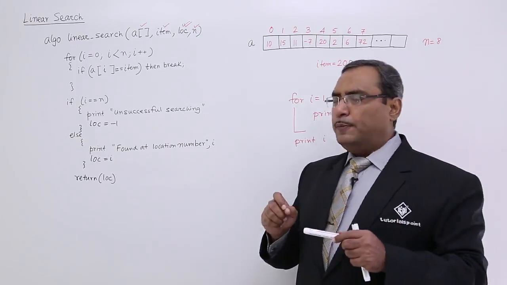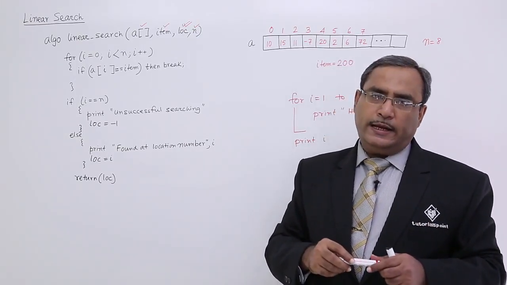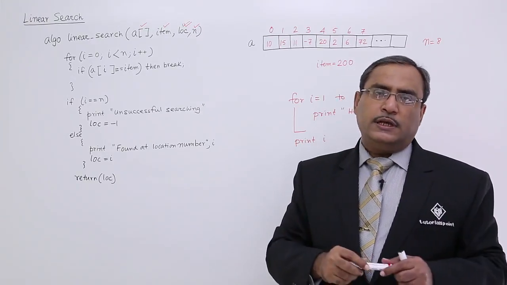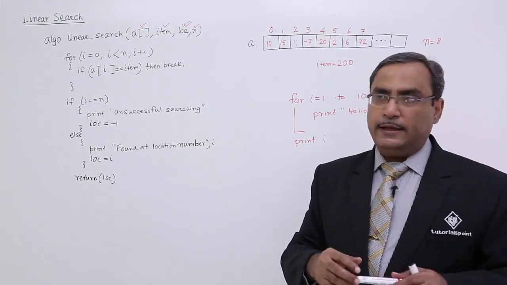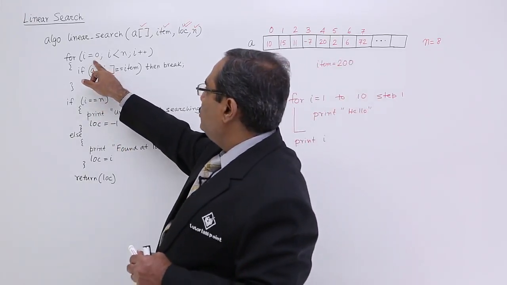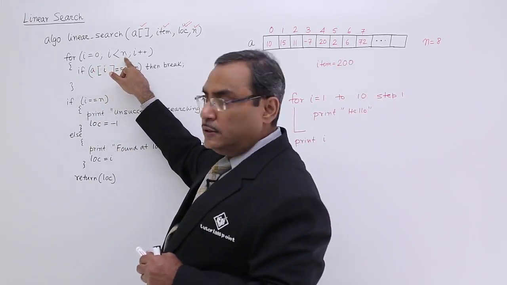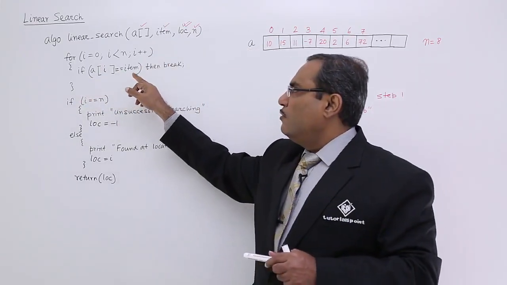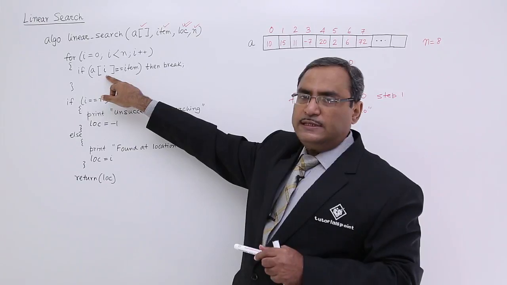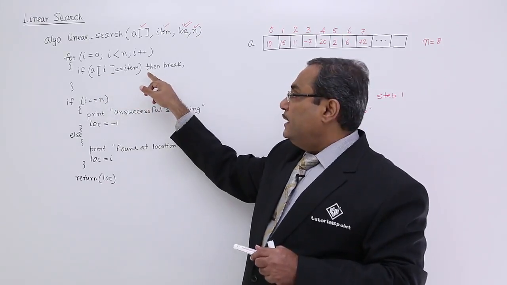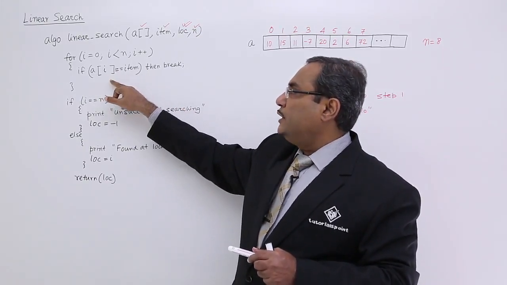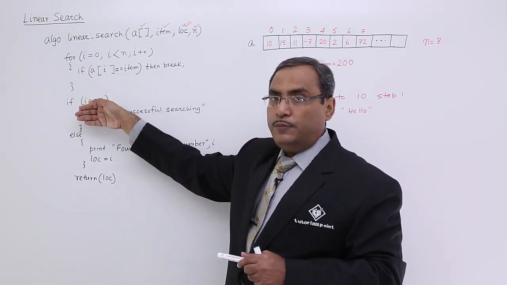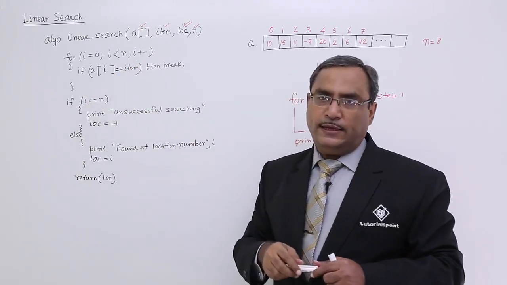But if the return value of lock is minus 1, that will indicate unsuccessful searching of the item within the locations 0 to n minus 1 of the array. So for I equal to 0, I less than n, I plus plus, if A[I] is equal to item, that means I am searching for the item in each and every location of this array A. If I find a match, then break will make the control come out from the for loop. Otherwise this loop will go on executing.